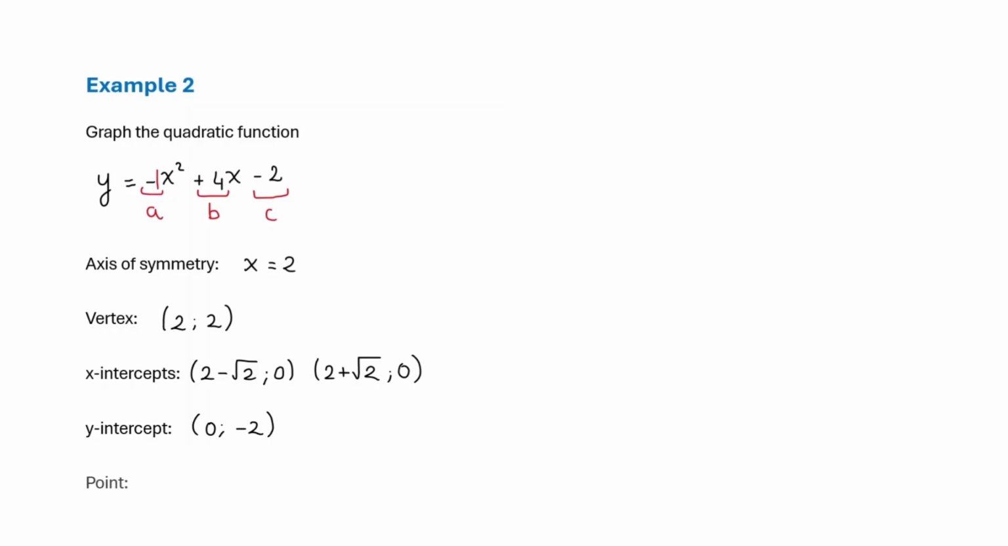To find an additional point, we choose an x value close to the axis of symmetry. We only need to calculate one point, because symmetry will give us the matching point automatically. The axis of symmetry is x equals 2, so let's try x equals 1.